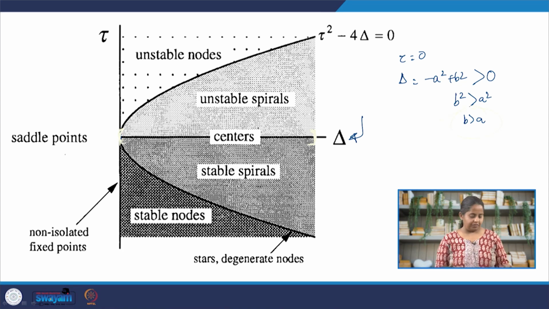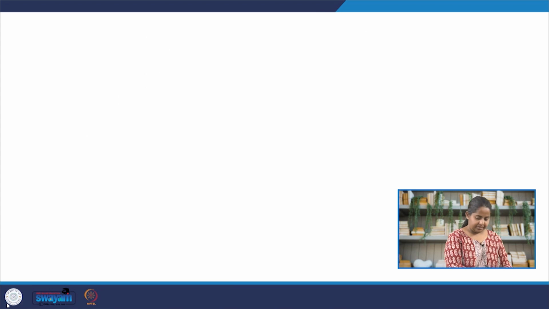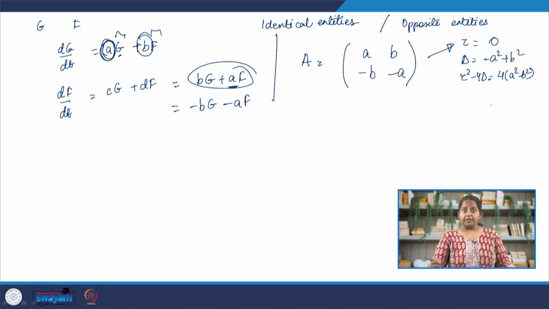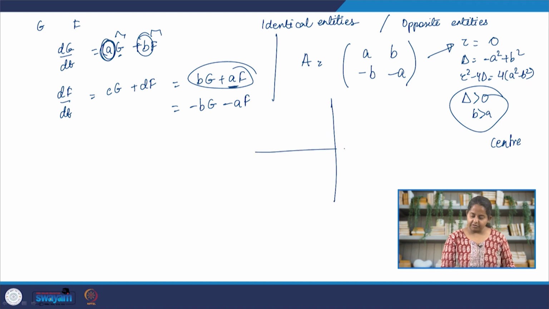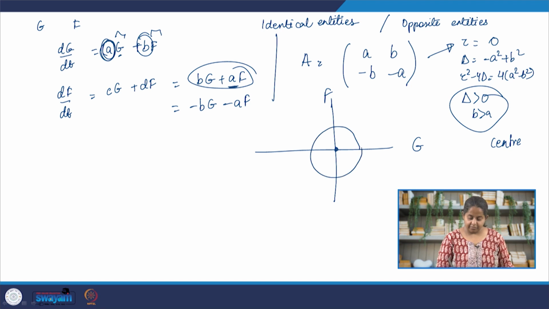Now, what happens when we are dealing with the center? Let's model it. If we are dealing with the center, which means our delta is positive, which means that b is bigger than a, our phase portrait will look something like this. This fixed point is going to be a center, so all the trajectories are going to circle around it. Let's say our initial point is here, G naught, F naught.